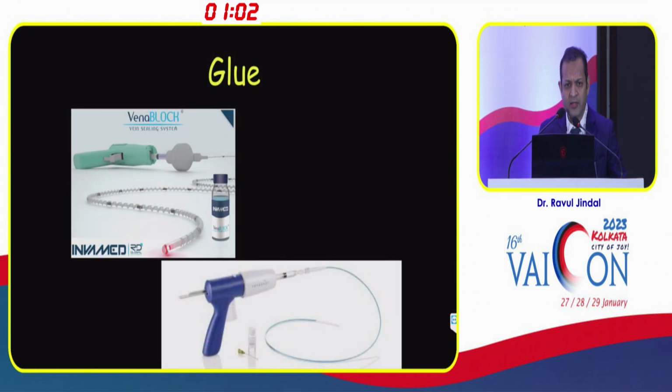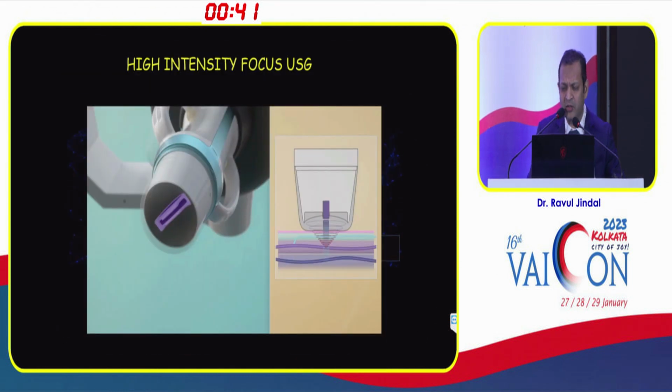In terms of glue, there are various glues. One is Medtronic, another one is a Turkish glue. There are 3 different types of Turkish glue. Each has basically a polymerization difference. So that's the basic difference. Now glue has a very good advantage in obese patients, where you don't have to use local anesthesia, and you can get fairly good results.